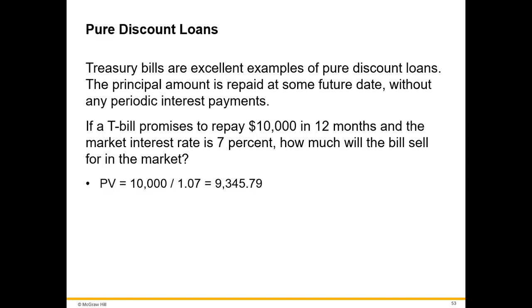Well, it's going to pay a future amount of $10,000. It's only going to pay this amount in one payment in 12 months, so 1 year, and the annual interest rate is 7%. So divide the $10,000 future value by 1.07, 1 plus the interest rate. How much should you pay for it, or how much will it sell for? Its present value today, $9,345.79. So you can now see how we incorporate present value into loans.